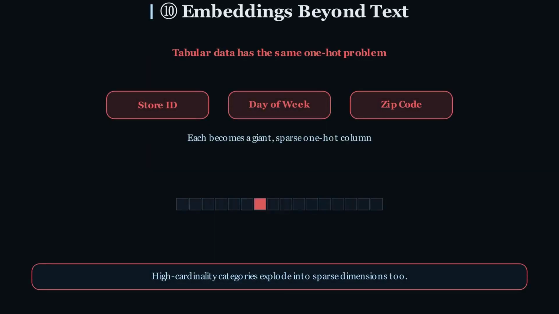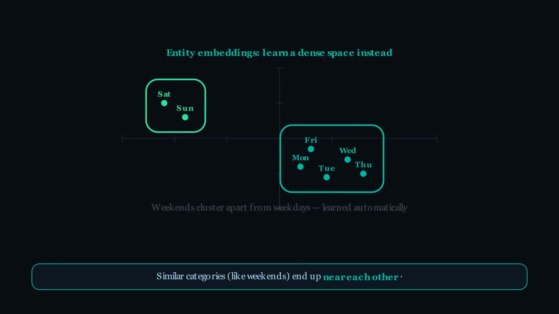This idea reaches far beyond text. Tabular data has categorical columns too. Store ID, day of week, zip code. Traditionally, these are one-hot encoded, which explodes into huge, sparse, meaningless columns with no notion of similarity. Entity embeddings solve this by learning a small dense vector for each category, trained jointly with the actual prediction task. In the Rossmann sales competition, this let day of week embeddings automatically discover that Saturday and Sunday behave alike, clustering weekends apart from weekdays, which boosted the accuracy of downstream models like gradient-boosted trees.